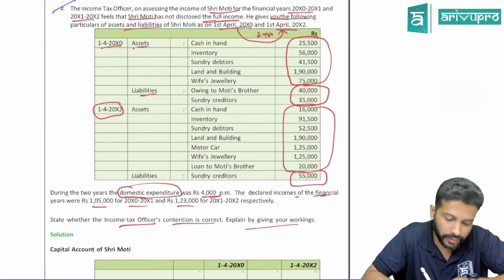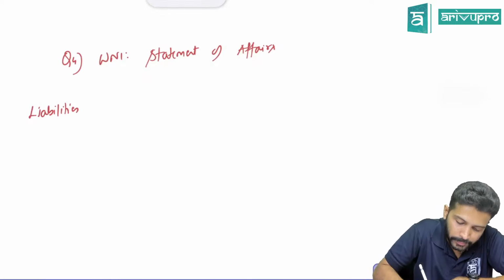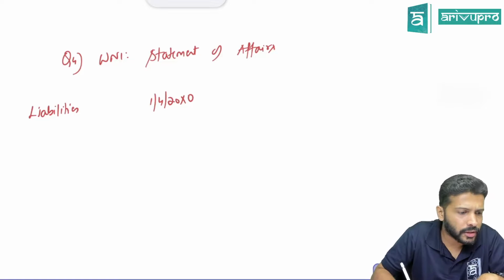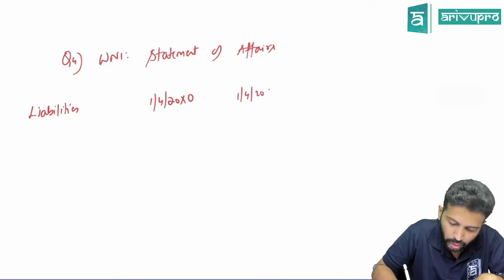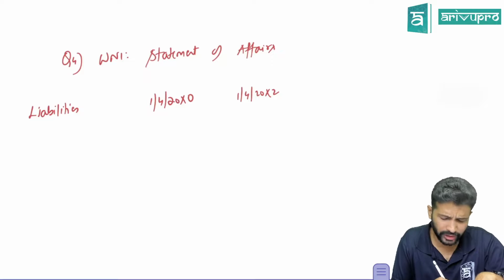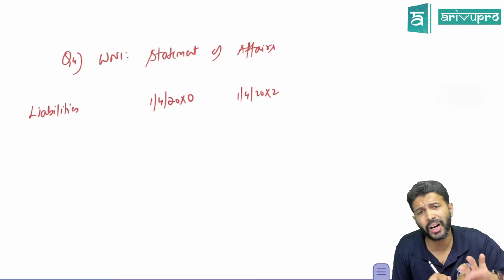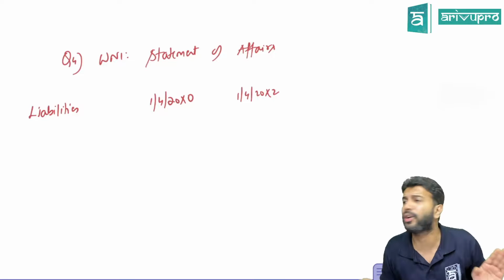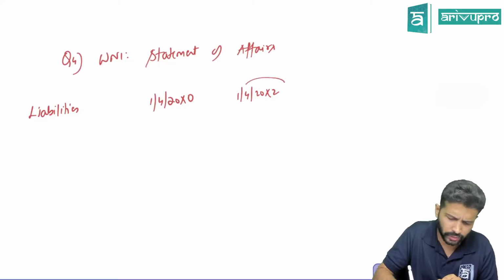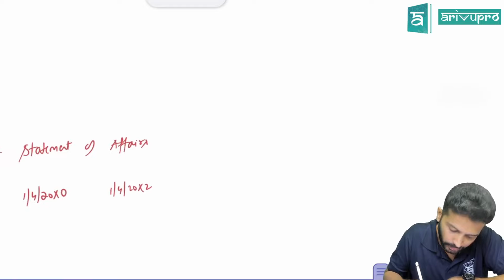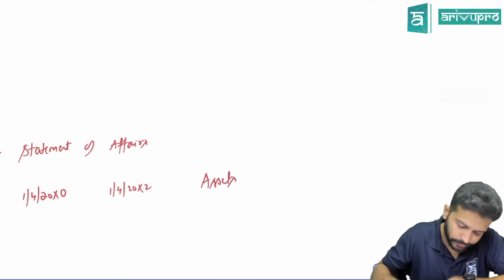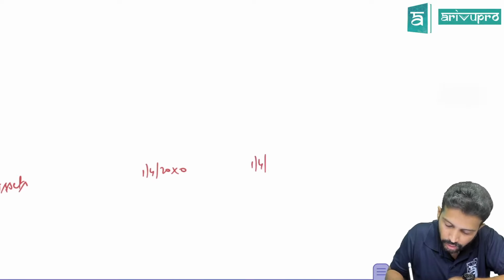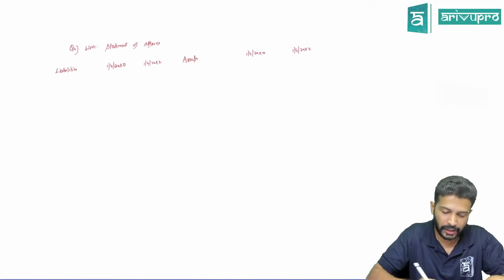Liabilities. First data they have given on which date? 1st April 20x0. Then they have given the data for 1st April 20x2. Or instead of 1st April 20x2, you can also take it as 31st March 20x2, because 31st March 20x2's closing balance only will become 1st April 20x2's opening balance. Then we will also have assets. Then we'll have 1st April 20x0 and 1st April 20x2. These many columns we shall have in our notebooks.